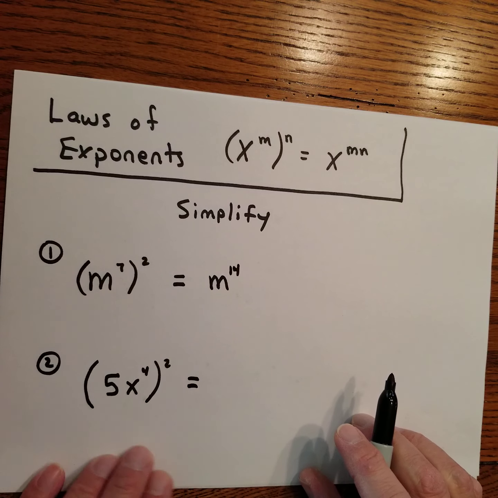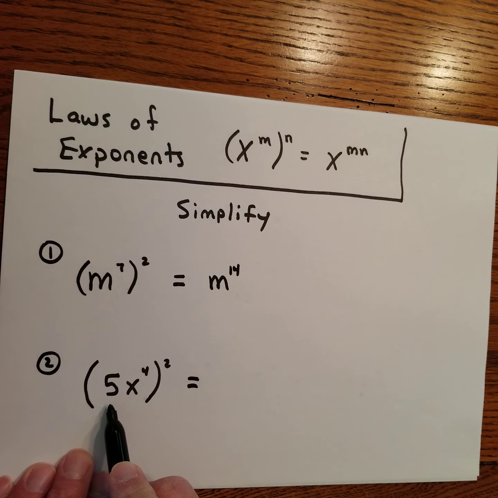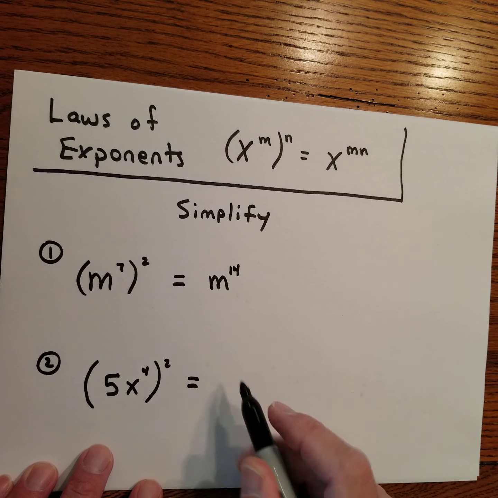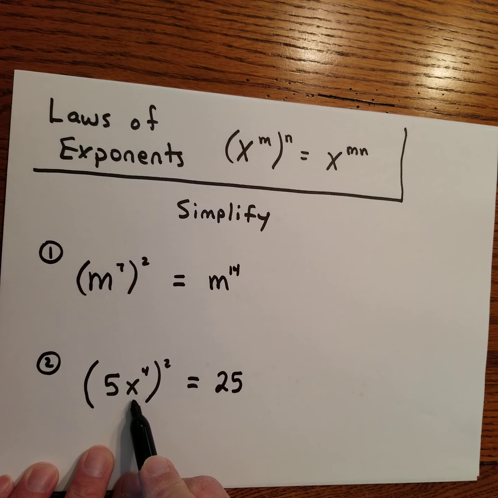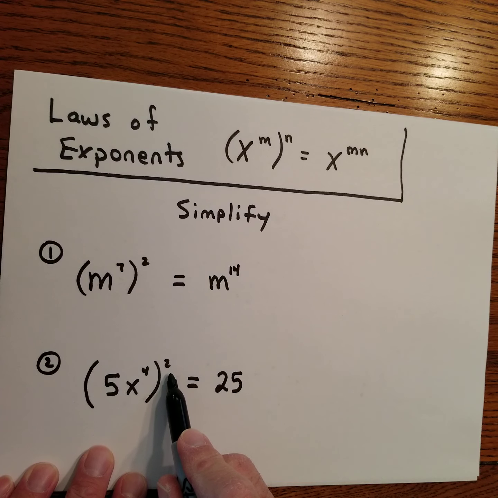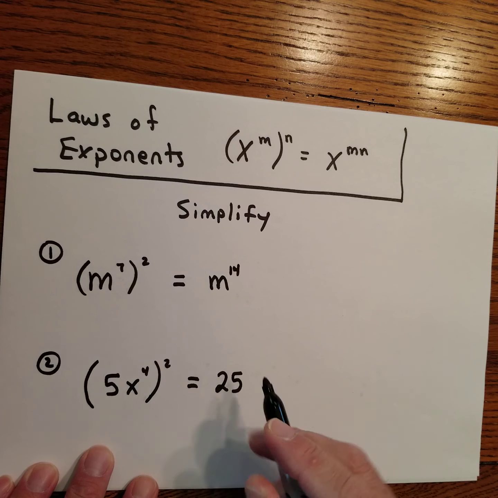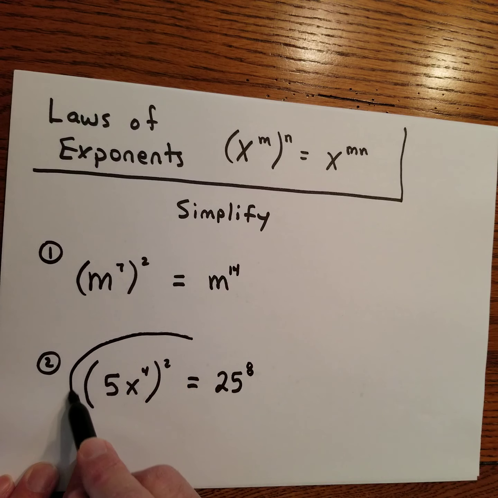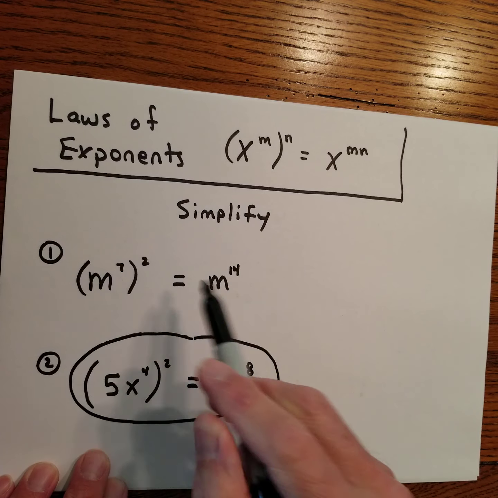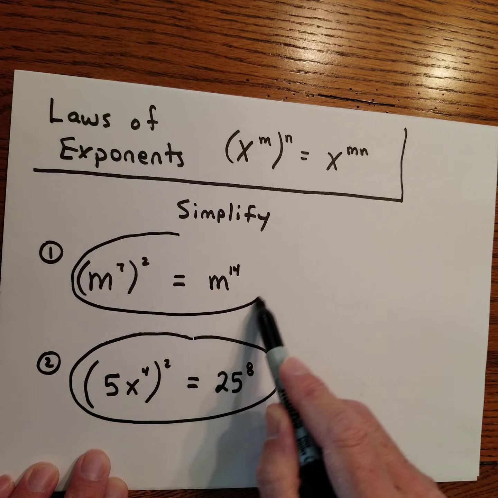On this one, be careful with this 5. This is a plain old 5, and it's being squared. 5 squared is 25. Then when we look at the x, notice we're taking a power to a power. We multiply those exponents. 4 times 2, that's 8. Here's the way I want this to look. Problem and answer, problem and answer.